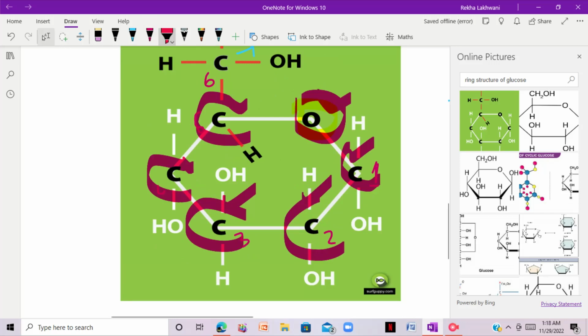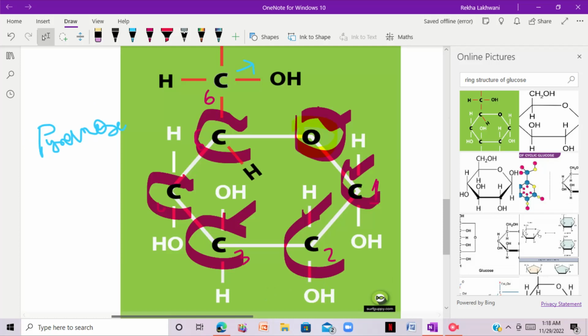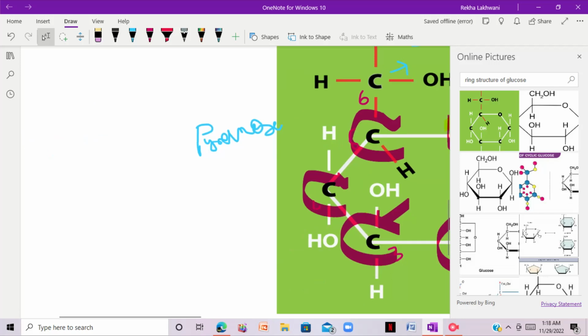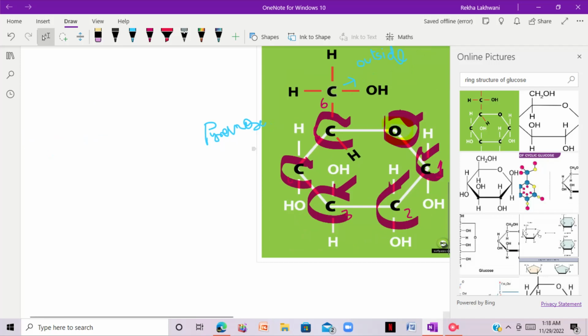Let's get into the structure of fructose, right? So fructose is actually an isomer of glucose. Basically, the only difference is the aldehyde group and the ketone group, right? Over here you can see the ring structure, and here we have the straight chain, the open chain structure of fructose. So we have this structure, right?